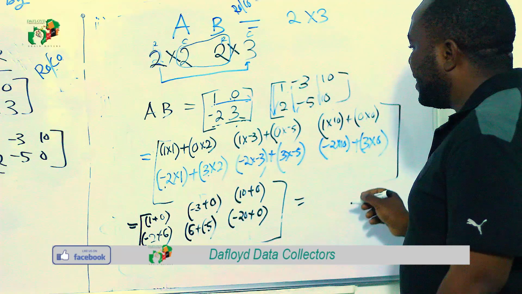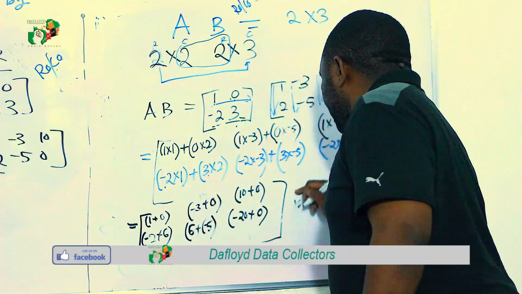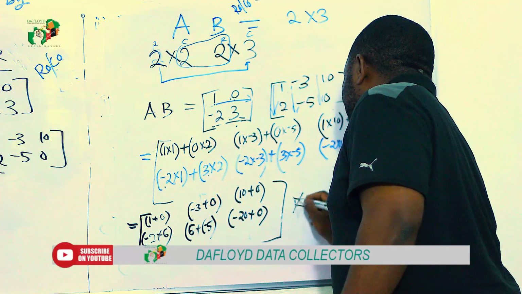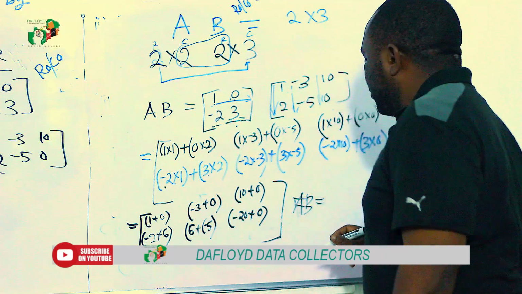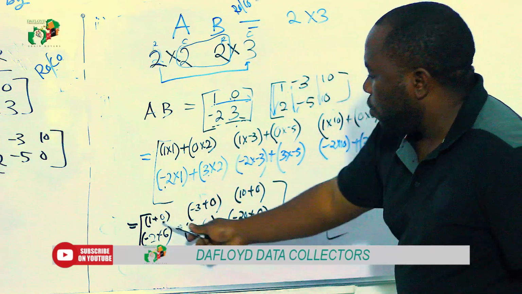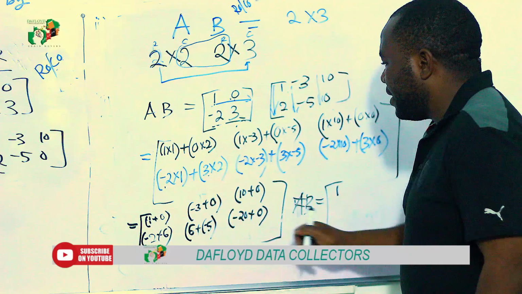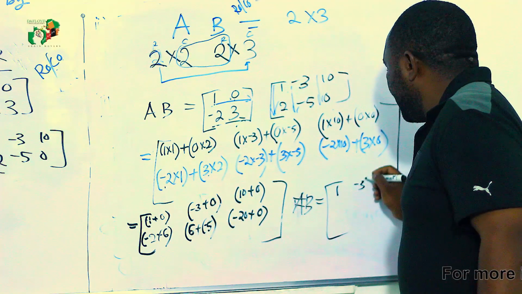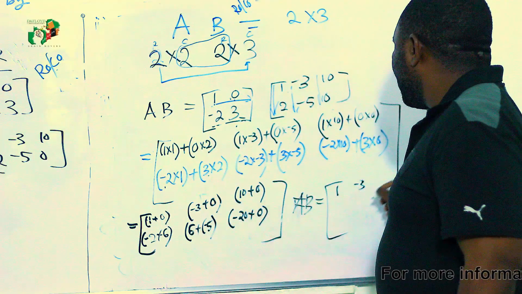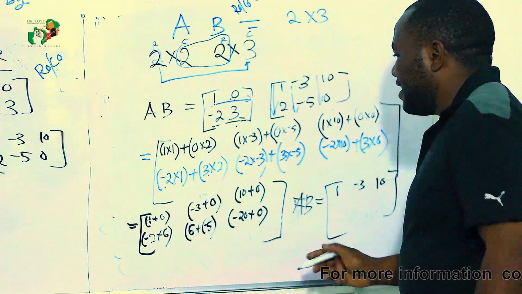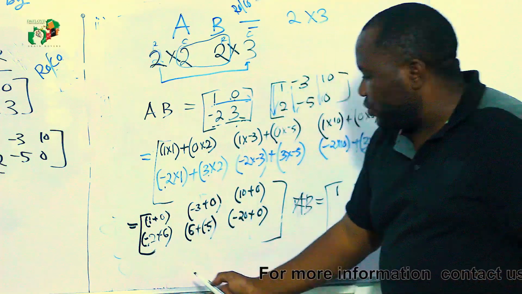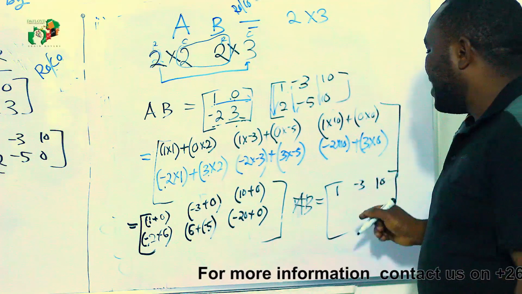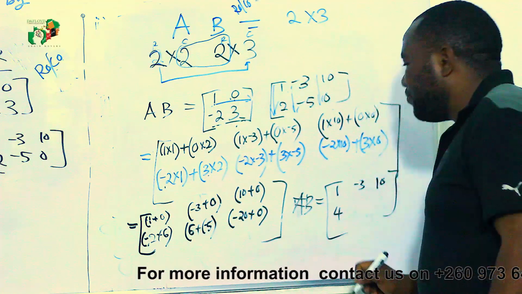Therefore, our final answer for AB, our AB answer will be equal to 1 plus 0, the answer is 1. Negative 3 plus 0, the answer is negative 3. 10 plus 0, the answer is 10. Negative 2 plus 6, the answer will be positive 4.